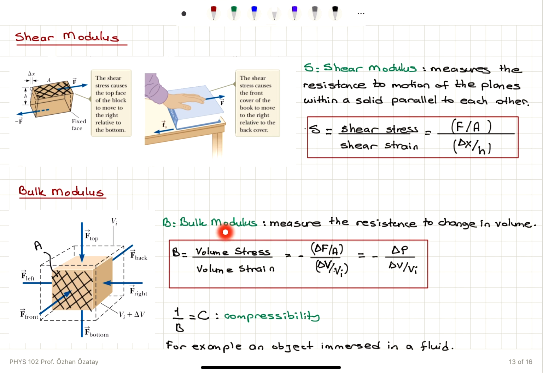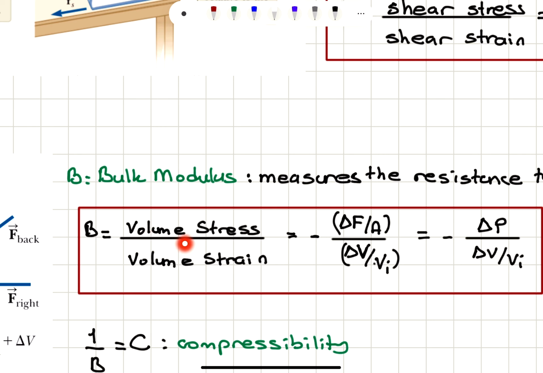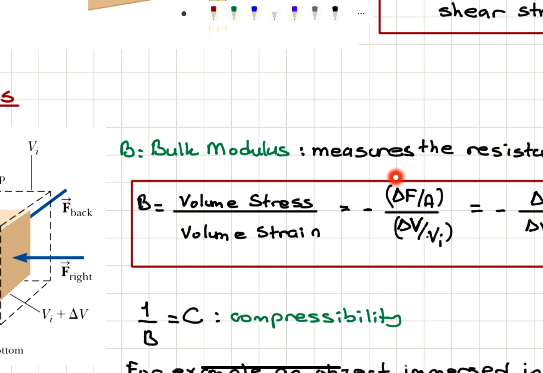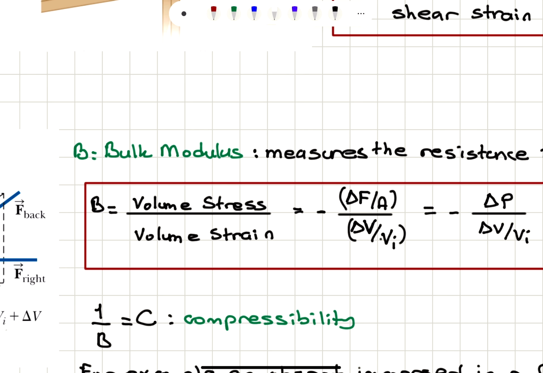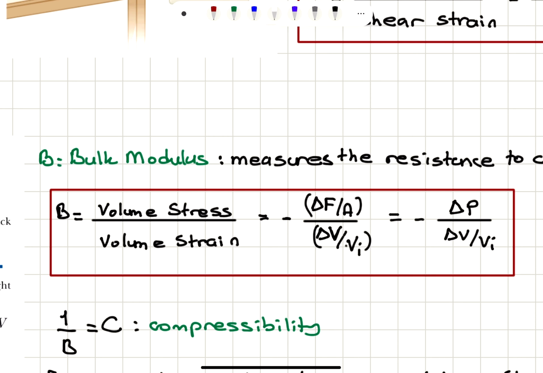So the bulk modulus, for this scenario, measures the resistance of the object to change in volume. It's the volume stress divided by volume strain. So the object is in equilibrium under a certain pressure. Then we change the force per unit area. So we have delta F over A, which causes a change in the volume, delta V over V initial. For bulk modulus, we have minus delta P divided by delta V over V initial.